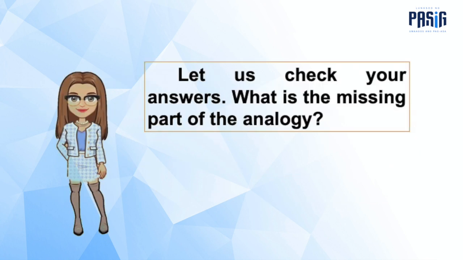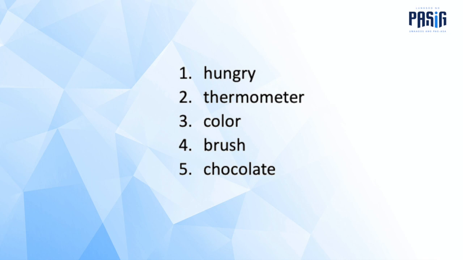Let us check your answers in your activity number 2. What is the missing part of the analogy? Here's the answer. Number 1. Spin is to dizzy, as starved is to hungry. Number 2. Time is to clock, as temperature is to thermometer. Number 3. Nonagon is to shape, as green is to color. Number 4. Pages is to book, as bristles is to brush. And number 5. Cane is to sugar, as cocoa is to chocolate.